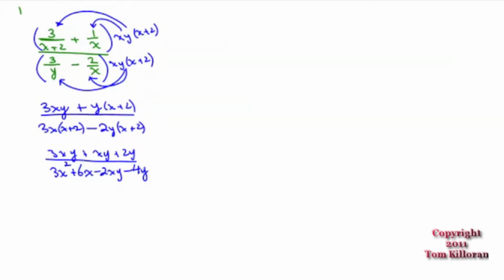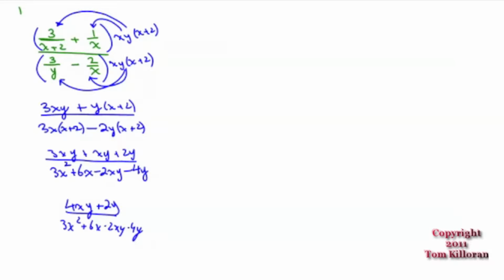Then combine what you can. 3xy plus xy is 4xy plus 2y all over... nothing combines in there. So you get 3x squared plus 6x minus 2xy minus 4y. Okay, so they actually broke it up into other stuff. Yeah, I'm looking at it a little bit further.